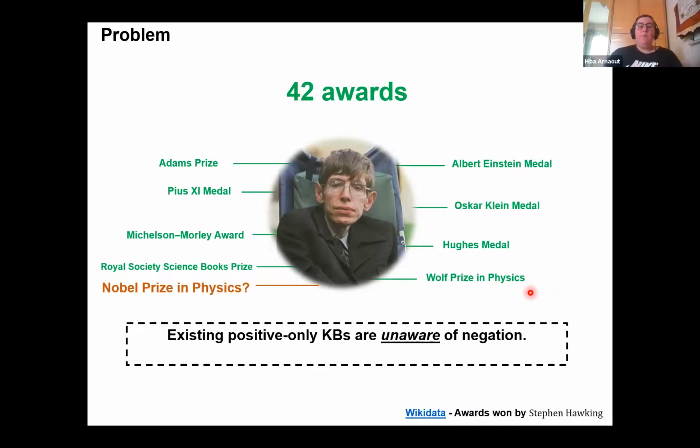Now, the problem is that existing positive-only knowledge bases are unaware of negation. So as I said, we cannot make a decision about the Nobel Prize in Physics. And one easy or straightforward solution would be, okay, let's make it aware of negation. Let's add every possible negation so that we know what's the case for something like the Nobel Prize in Physics.